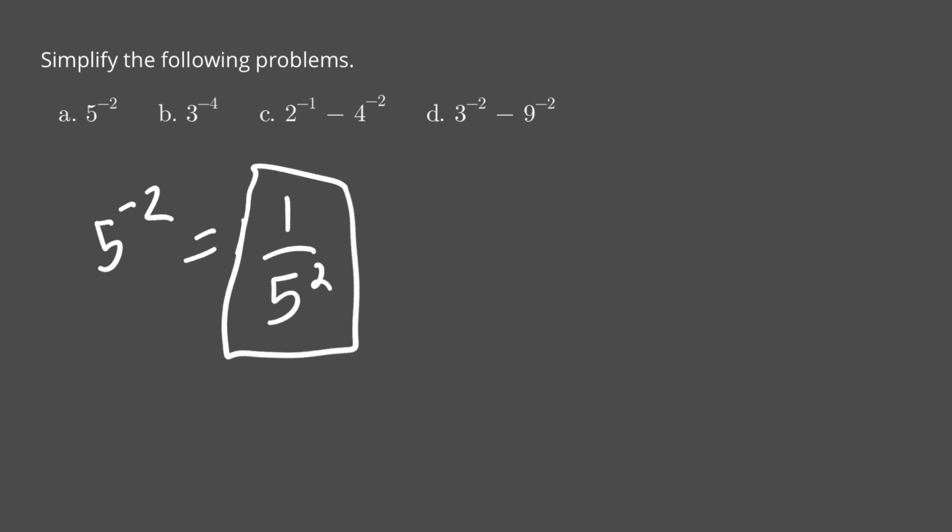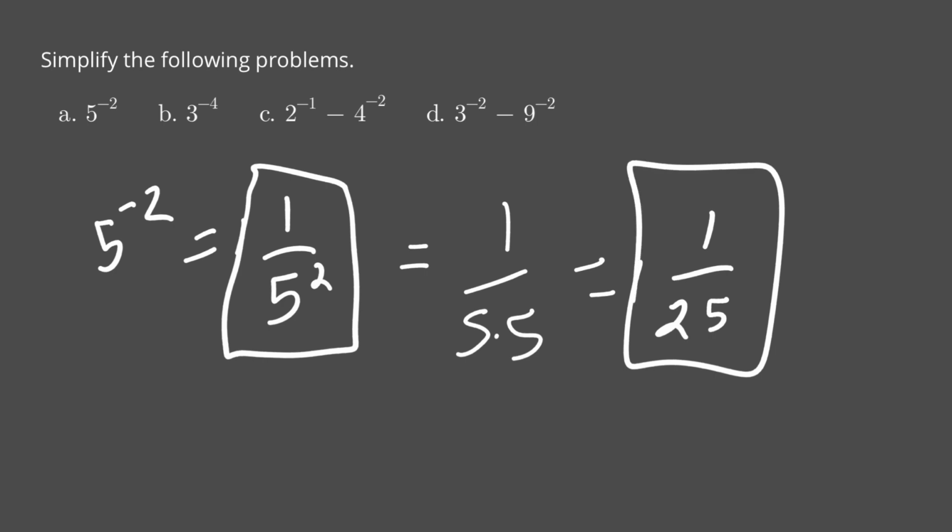And let's say they wanted us to simplify this further. We would do 5 squared, which is the same thing as 1 over 5 times 5, which gives us 1 over 25. Both of those are the same.